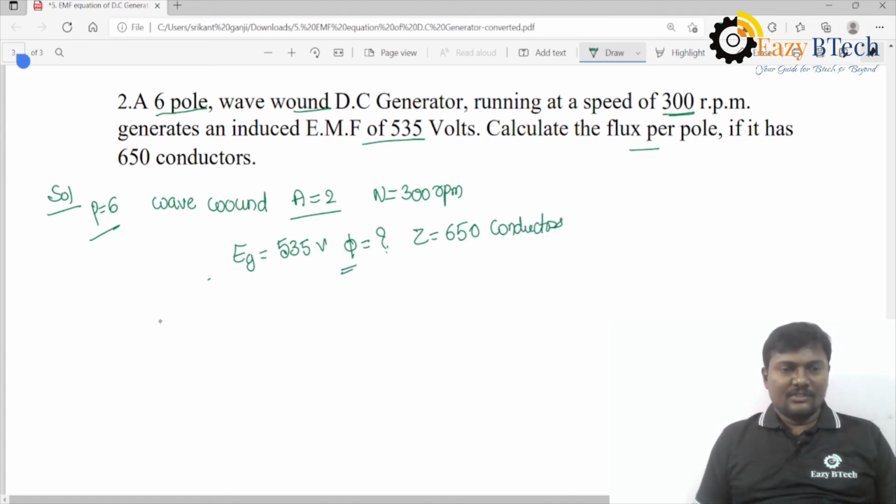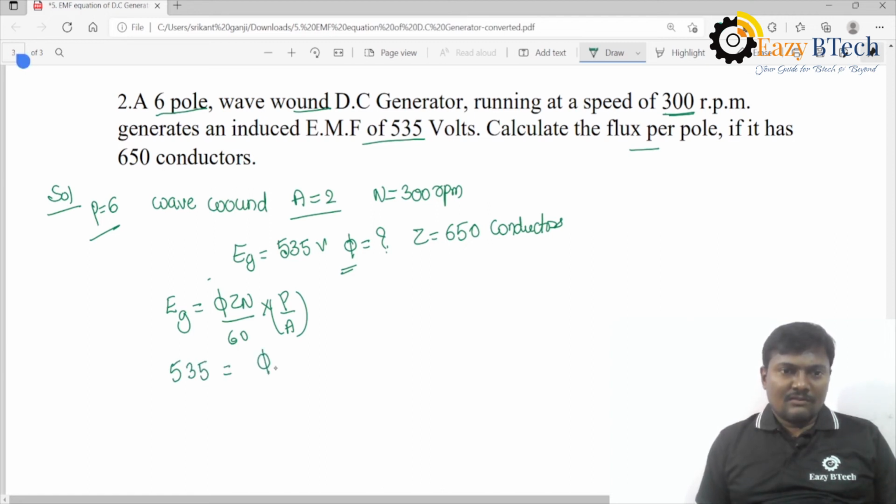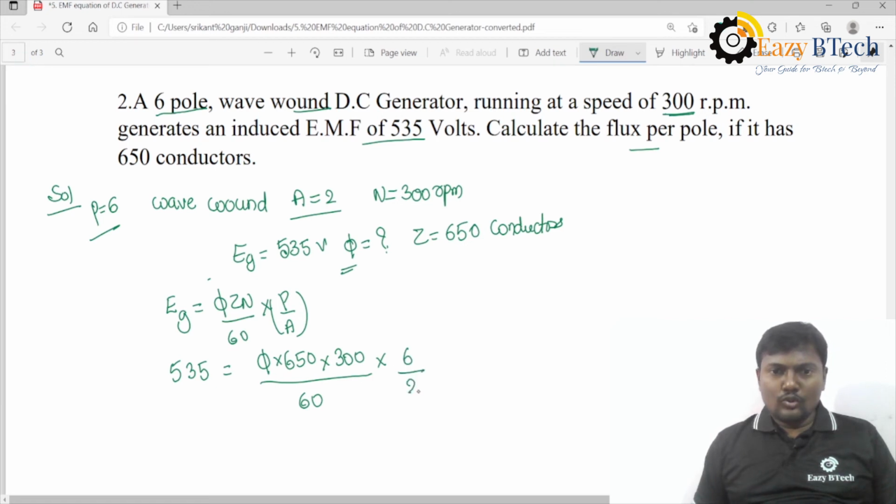What is the unknown quantity? The unknown quantity is flux. We know the equation Eg is equal to phi Zn by 60 into P by A. Substitute the values: 535 is equal to phi, the unknown quantity, where Z is 650. The speed is 300 rpm divided by 60, into the number of poles, which is given as 6, by 2.